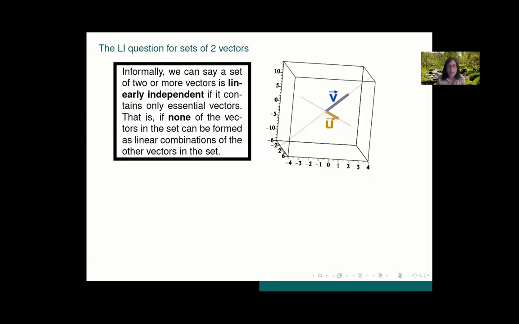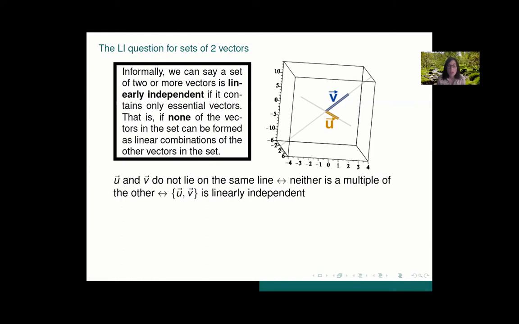Now, let's move on to sets of two vectors. Again, informally, we can say a set of two vectors is linearly independent if it contains only essential vectors. That is, if none of the vectors in the set can be formed as linear combinations of the other vectors in the set. Looking at the two vectors pictured here, we can see that U isn't a scalar multiple of V because U doesn't lie on the same line as V. This means that U can't be written as a linear combination of the other vector in the set UV. Similarly, V isn't a scalar multiple of U.